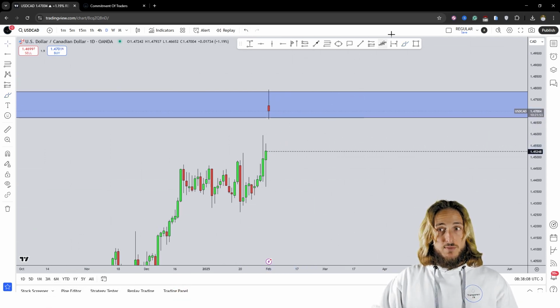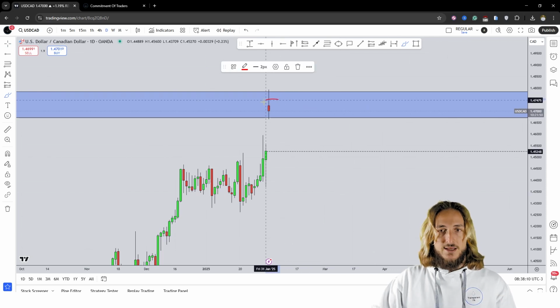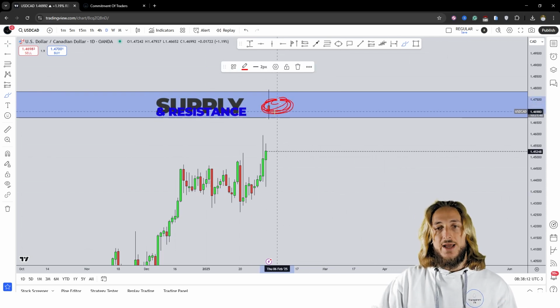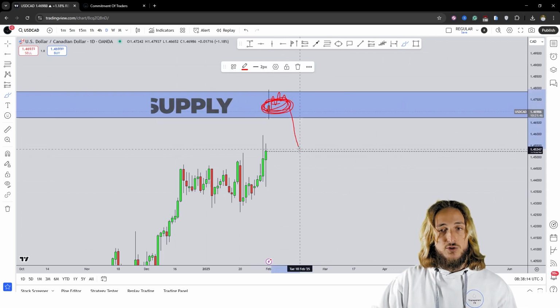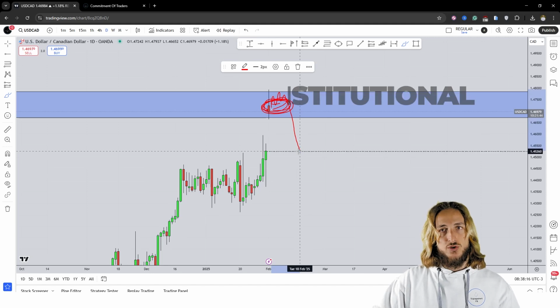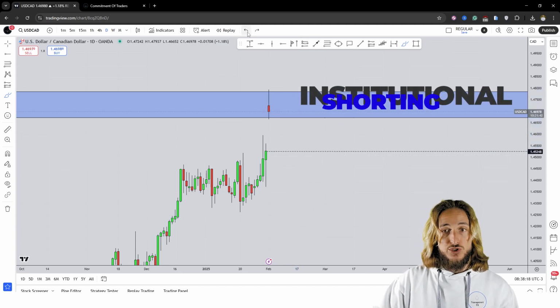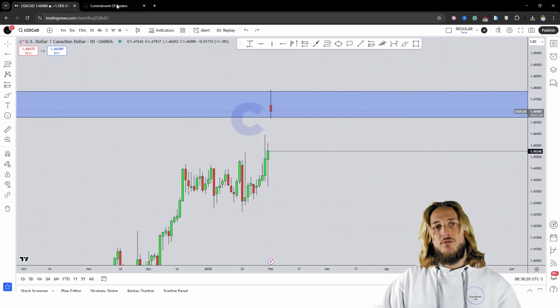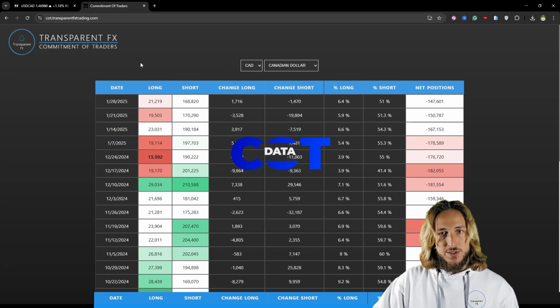Now, let's combine this with the fact that this is already a quite strong supply and resistance area, and this means that inside of this area, there is a good probability to see more institutional shorting, potentially pushing the price lower.